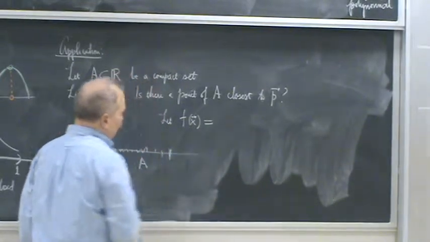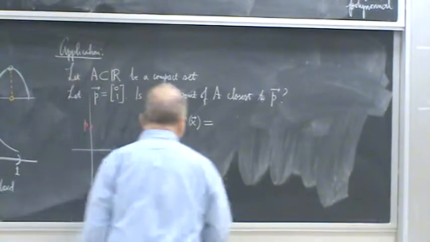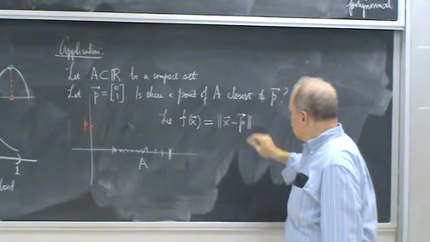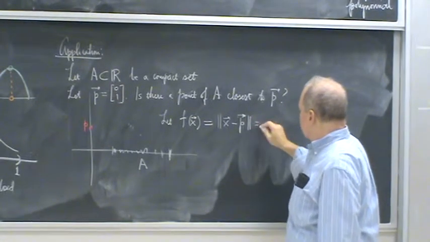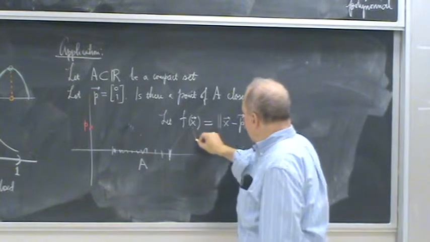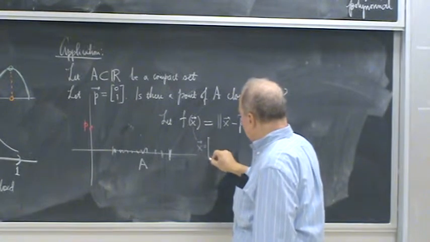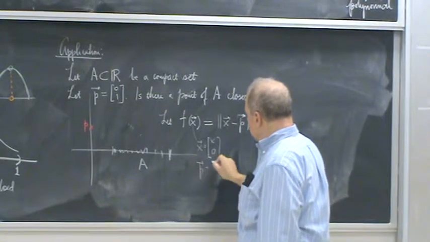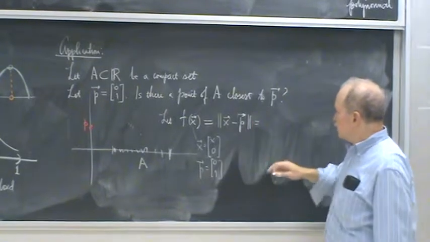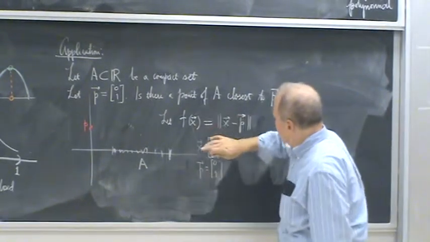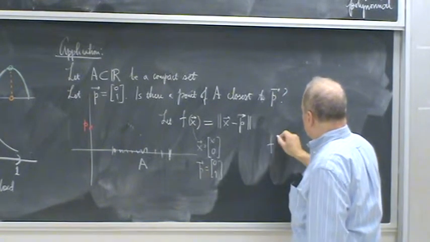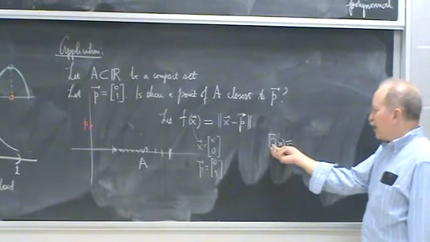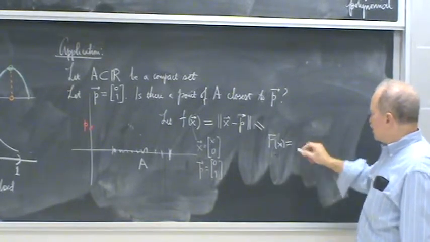Okay, and what do I want to do? We've got to find the distance between P and x. So, if my point x here really belongs to A, it looks like something comma 0. And the point P is the point (0, 1). So it's the square root of x squared plus 1 squared. So really this function is a function just of a single real variable x, which I'll call capital F: the square root of x squared plus 1.